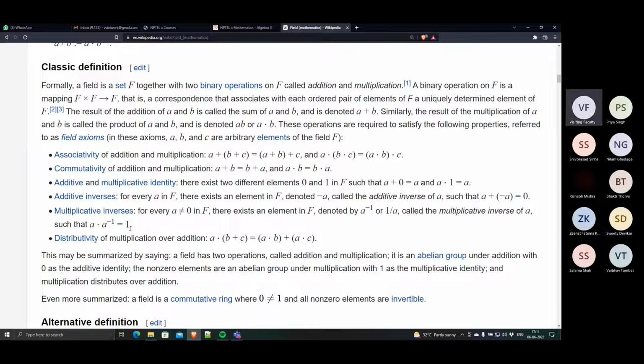These are simple questions, so I want answers quickly. Have you seen a field? The set of all rational numbers is a field. Okay. What else? Anything else? Real. The set of all real numbers is a field.